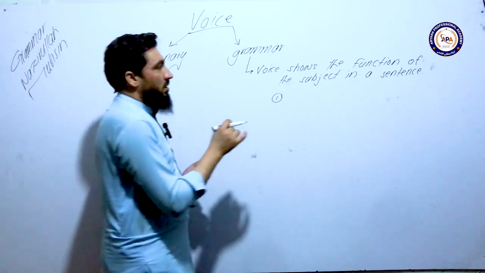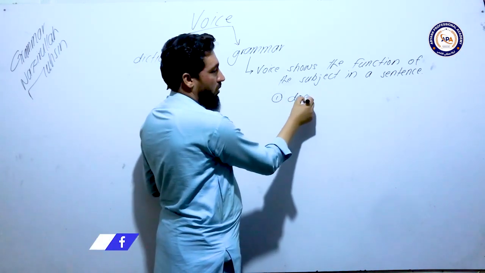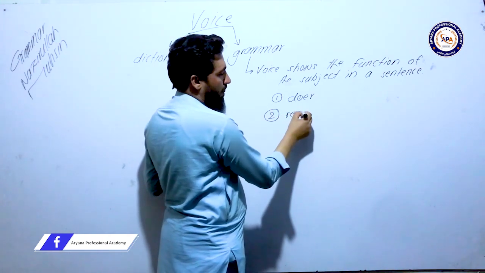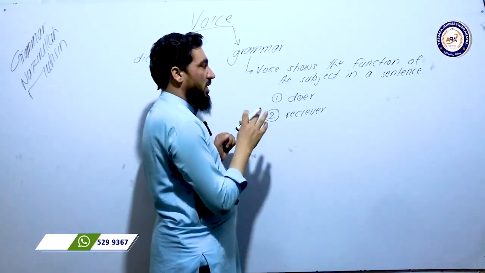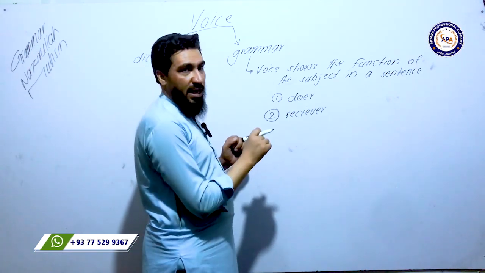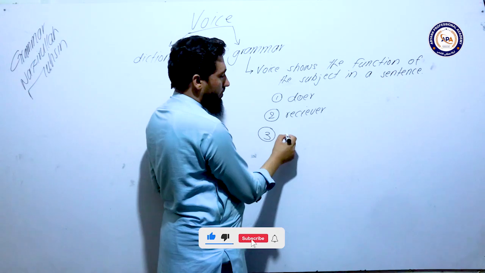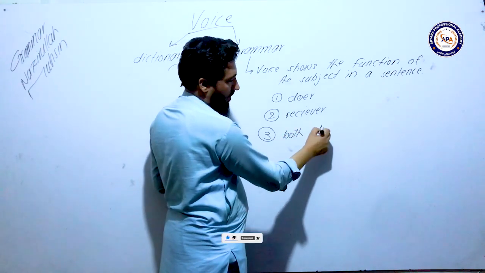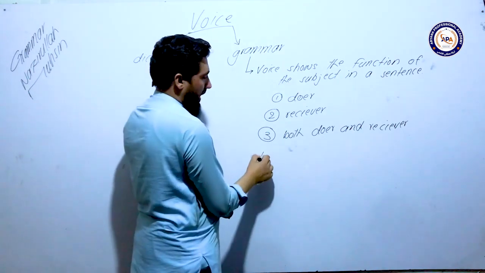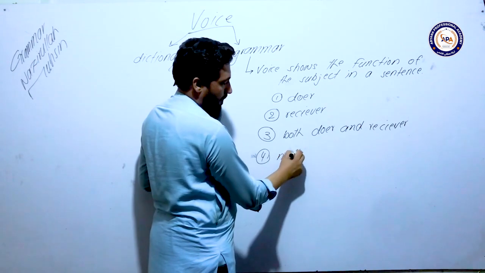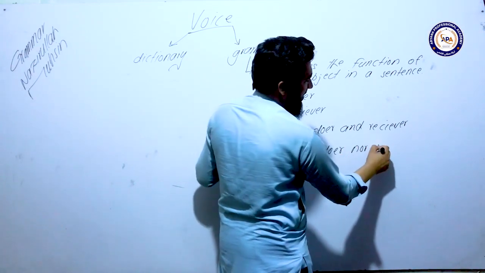But generally, a subject in a sentence has four different functions. Number one, a subject can be the doer. Number two, a subject can be a receiver, the same as an object. The subject performs both of the functions. It can be the doer of an action. It can also be the receiver of an action, which is actually the function of the object, not the subject. Number three, both doer and receiver in the same sentence. And number four, a subject can neither be the doer nor the receiver.